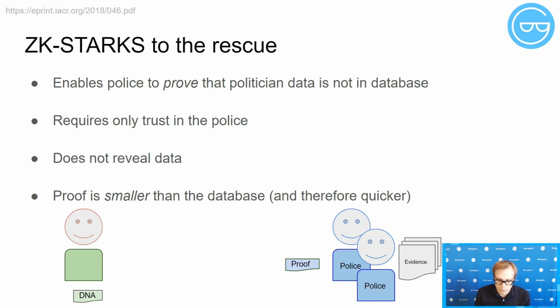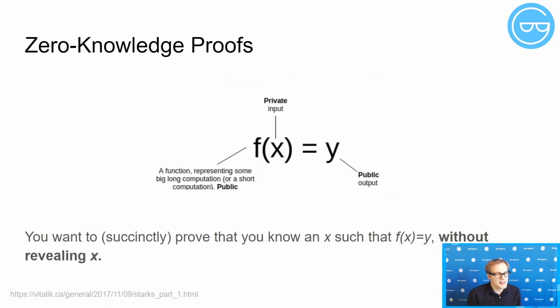So, what is the ZK-STARK? A zero knowledge proof, which is sort of the foundation of the ZK-STARK, the ZK, the first two letters, is a proof of something that doesn't leak any information about that something. In short, you want to reveal that you know something without telling the party that you're revealing your proof to what that something is. So in a slightly more mathematical sense, we're given a function f and a private input x and some public output y.